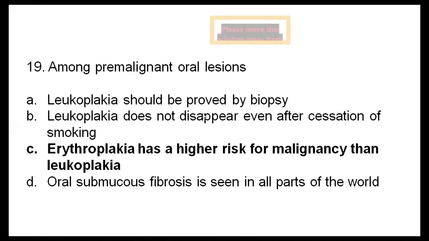So leukoplakia does disappear, it does decrease in most instances after cessation of smoking or, like in India, smokeless tobacco use. And erythroplakia has a higher risk of malignancy than leukoplakia because it is thought that in erythroplakia the epithelium is thinner. So whatever irritant is there, for example the tobacco, it has a higher chance to penetrate into the deeper layers of epithelium. That is why it has a higher risk for malignancy than leukoplakia. And OSMF is typically seen in Southeast Asia and India and the surrounding areas where areca nut is chewed. Okay.